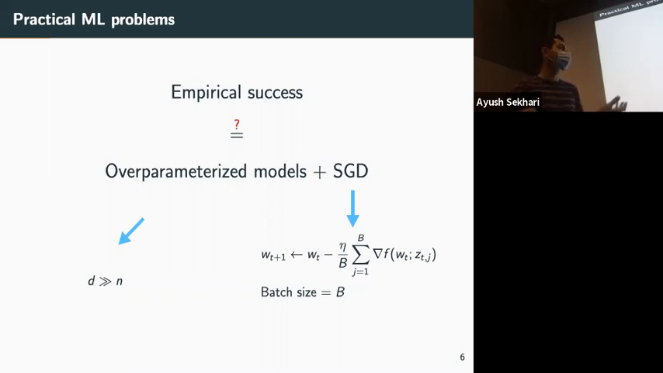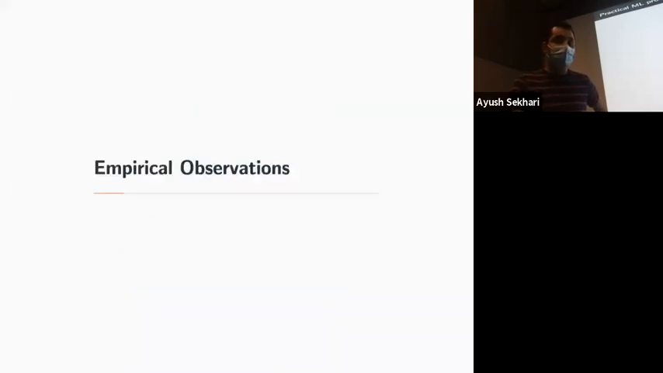And it's a simple algorithm. It updates the current model by using the gradient of the loss function on a batch that is sampled from the data set that we have. Here, eta is the step size. So let me now discuss some empirical observations, and then we'll go more into theoretical details.